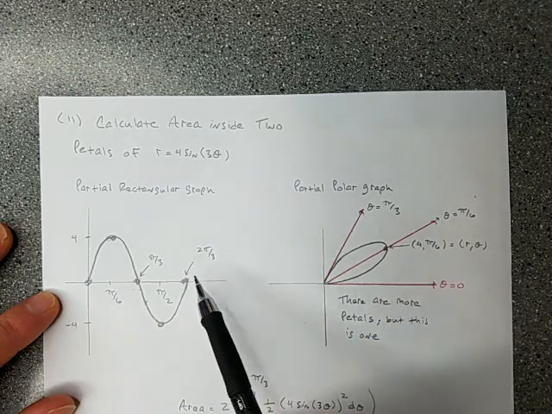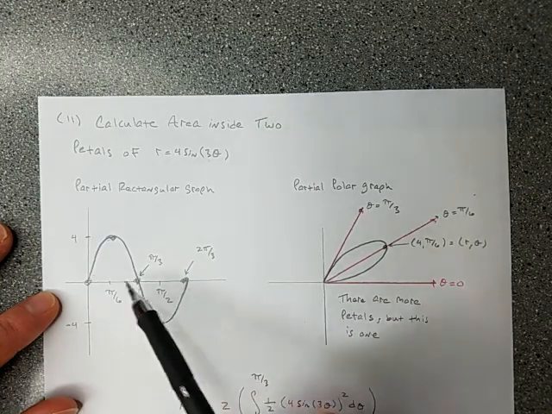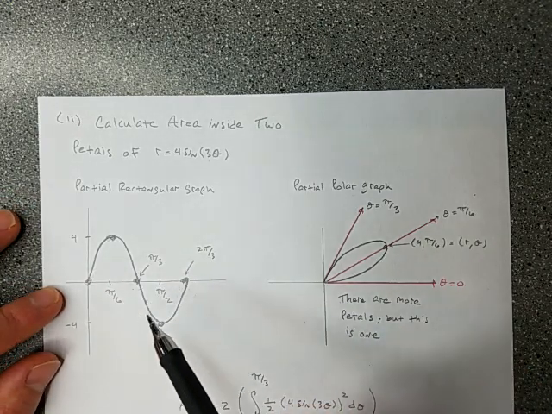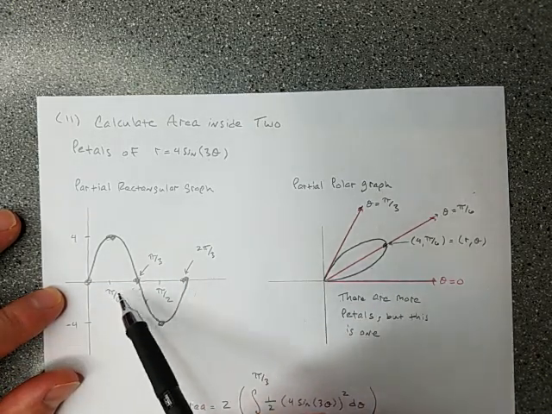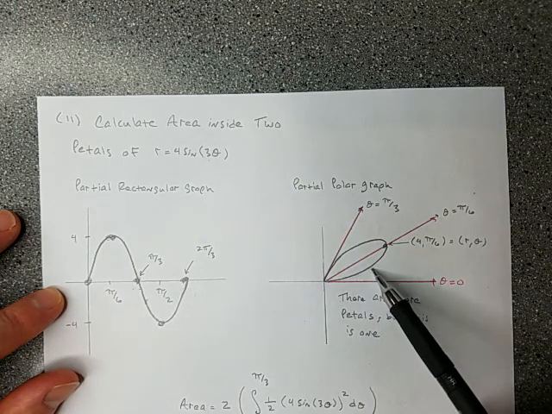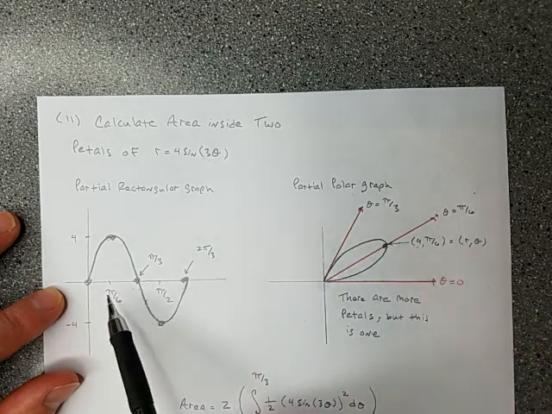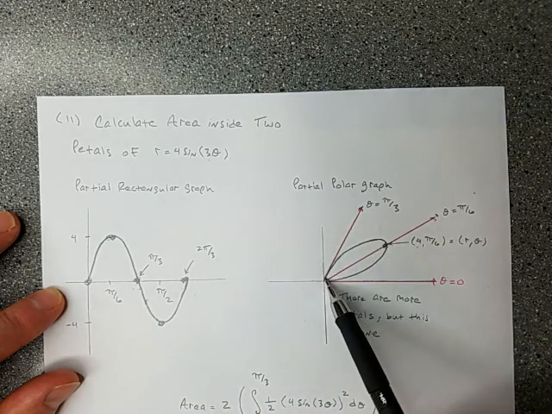It has a period of 2 pi over 3. And I compress the sine wave within that period. There it is. And I see that r from 0 to pi over 6 increases to a maximum of 4 at pi over 6, but then from pi over 6 to pi over 3, r closes back into 0.